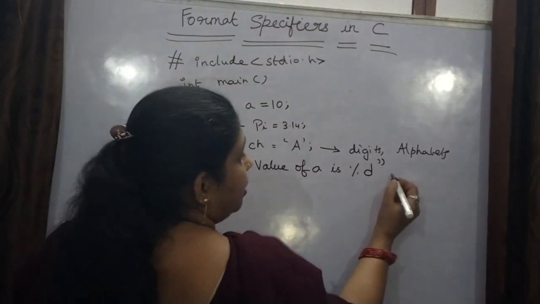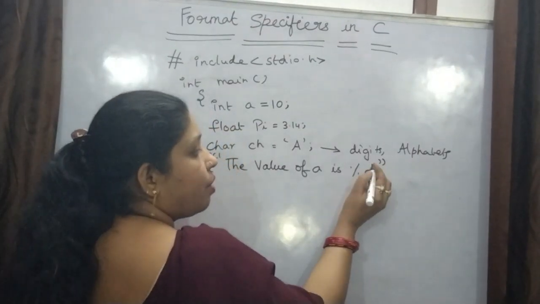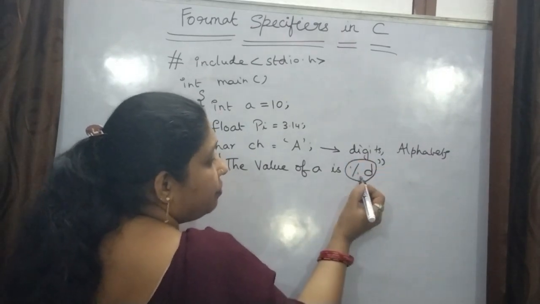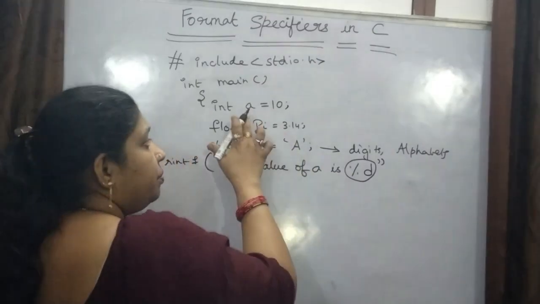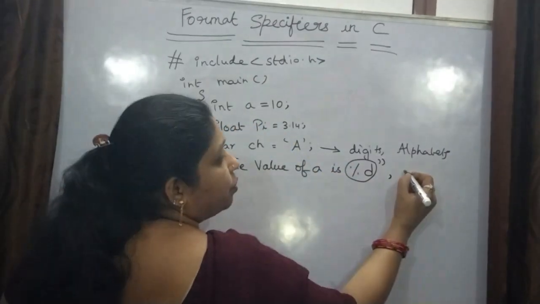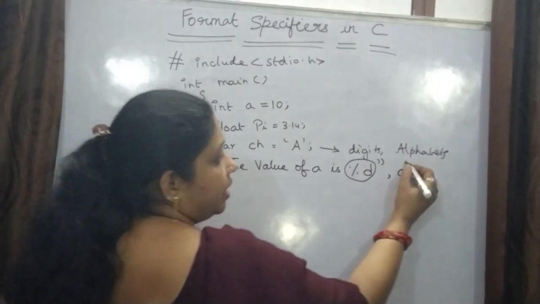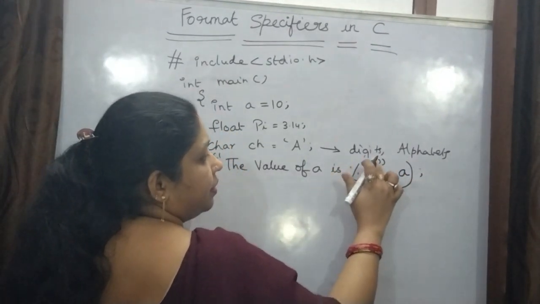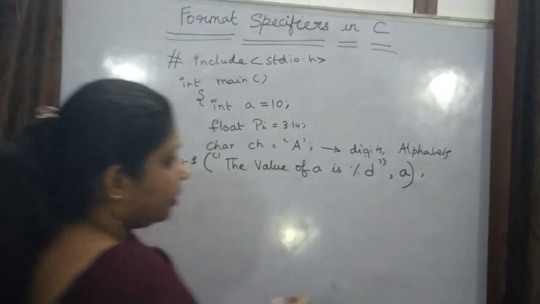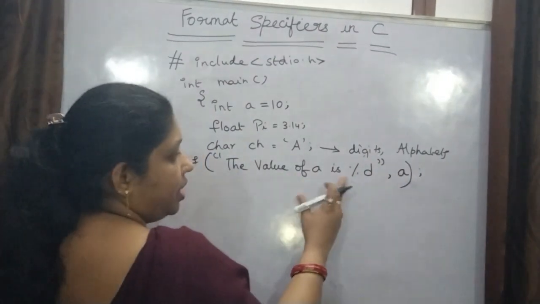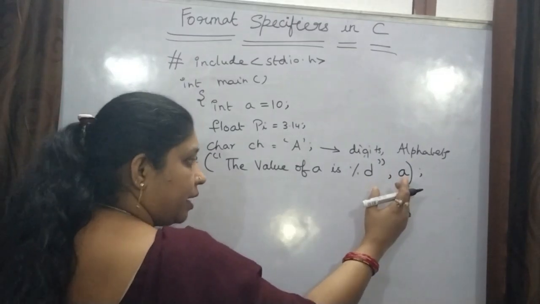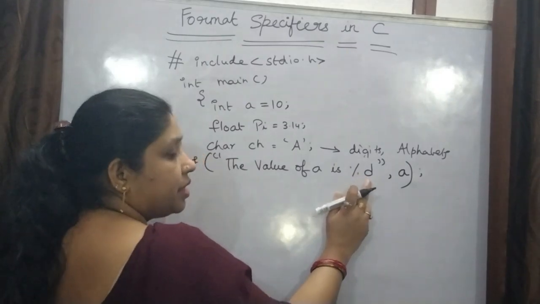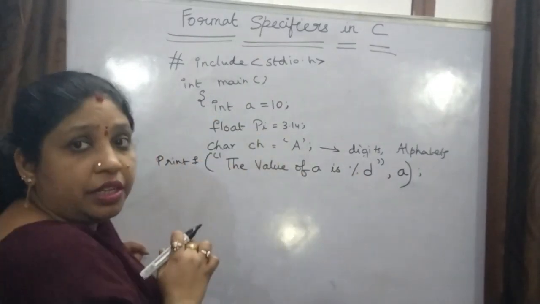Okay, understood? Now this is the format specifier. But from where will that value come? From this A. So to get the value, you have to specify A there and close it. Like this. Understood? The value of A is %d. That means whichever value is in A, that value will be printed here. Why I am taking %d is because I am taking the integer data type.